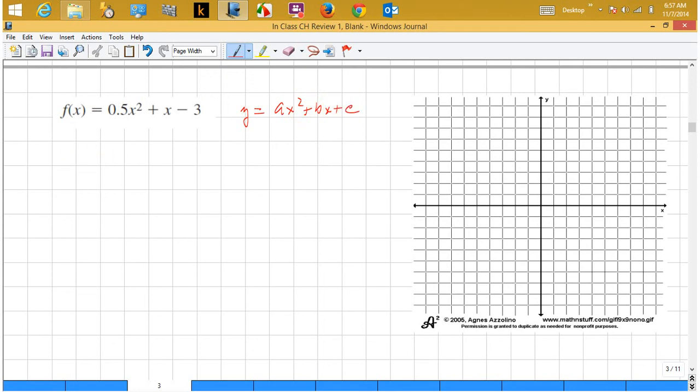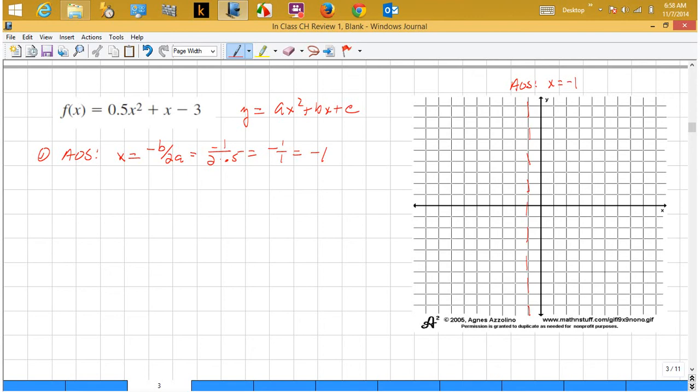All right, so let's go ahead and figure out the steps to plot this. The first step is we need to find the axis of symmetry. The axis of symmetry is going to be at x is equal to negative b all over 2a. So in this case, it's negative 1 all over 2 times 0.5, and that would be a negative 1 all over 1. So the axis of symmetry is negative 1. And let's go ahead and put that on the graph and label it. So my axis of symmetry is x equals negative 1.